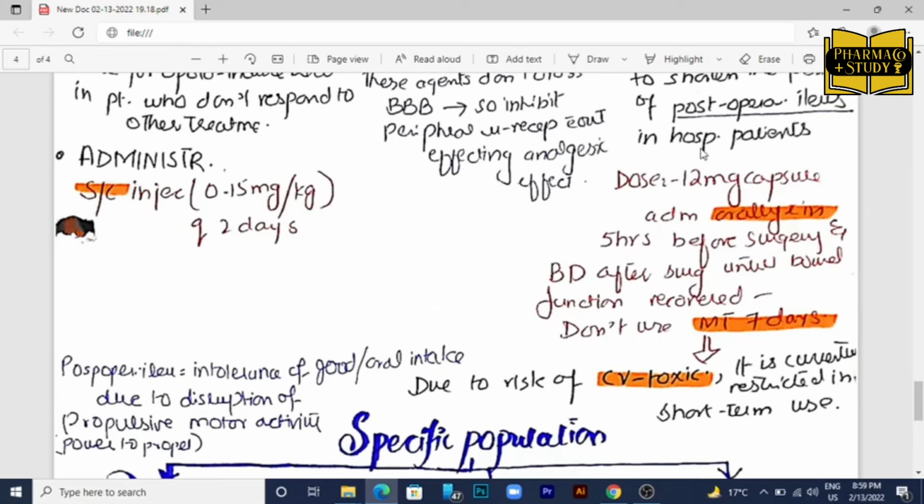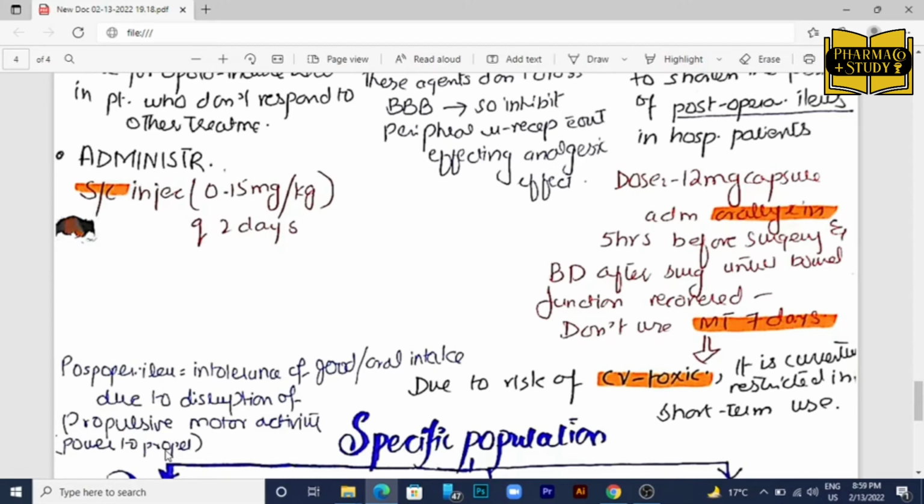Okay, for the person who could not understand what is the post-operative ileus, I have written it for them. It is the intolerance of good oral intake due to the disruption of the propulsive motor activity. Propulsive is the power to propel. Like intolerance of the food or intolerance of the oral intake due to the disruption of the motor activity. Like the motor activity of the intestine is disrupted.